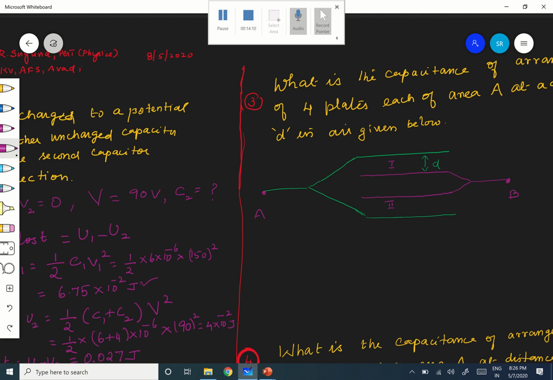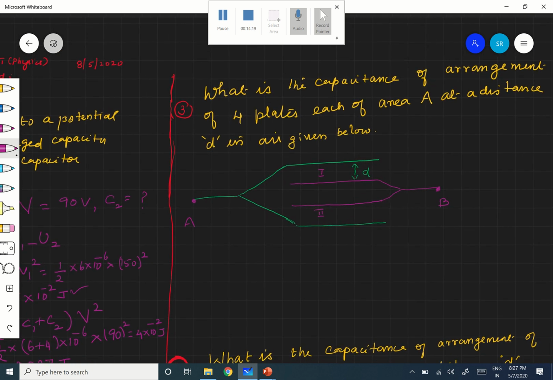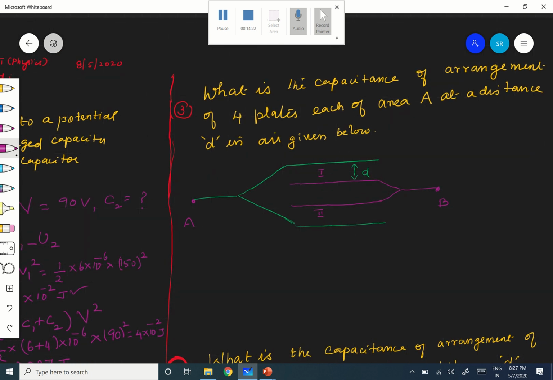What is the capacitance of the arrangement of 4 plates, each of area A at a distance D in air, given below? There are 4 plates, but they are arranged in the form of 2 different capacitors, 1 and 2. You are asked to find the capacitance of the arrangement. Therefore, between A and B, what is the capacitance?